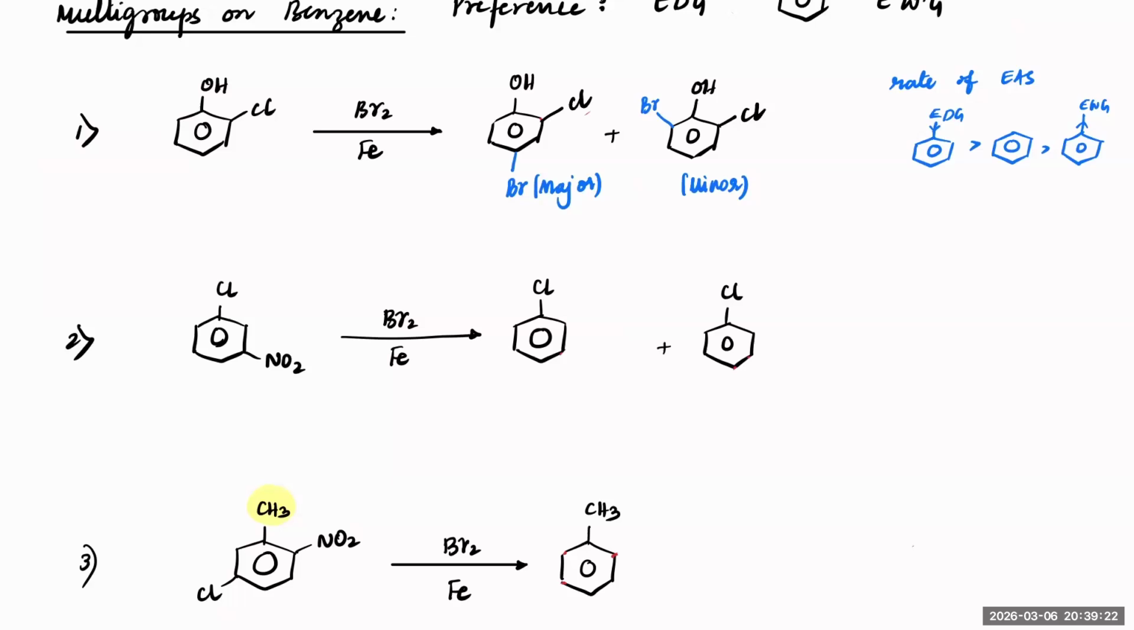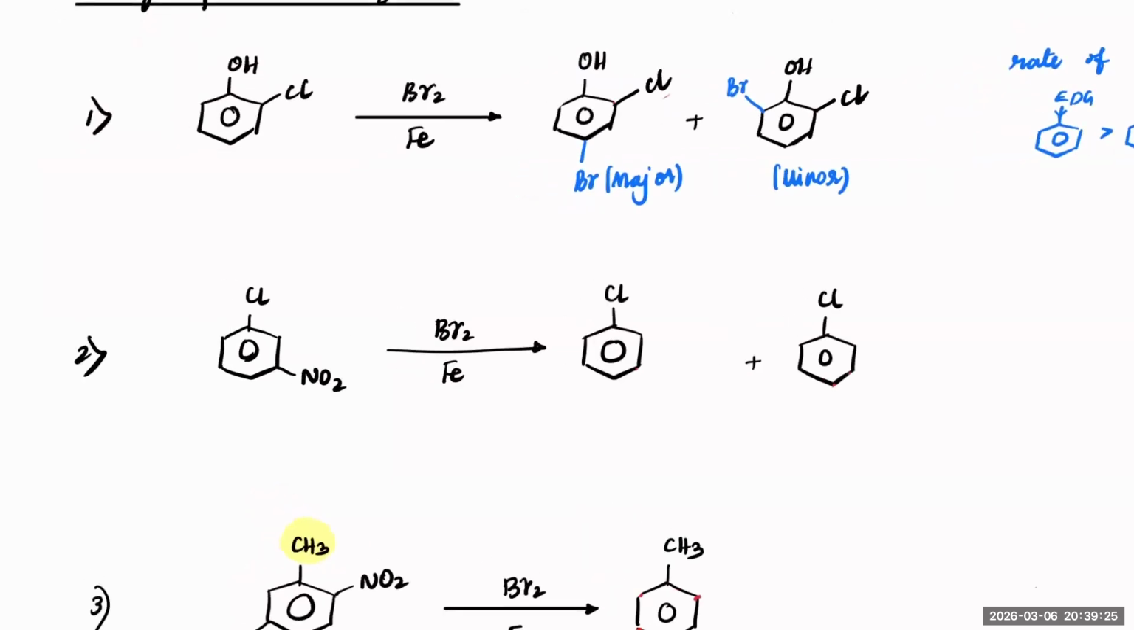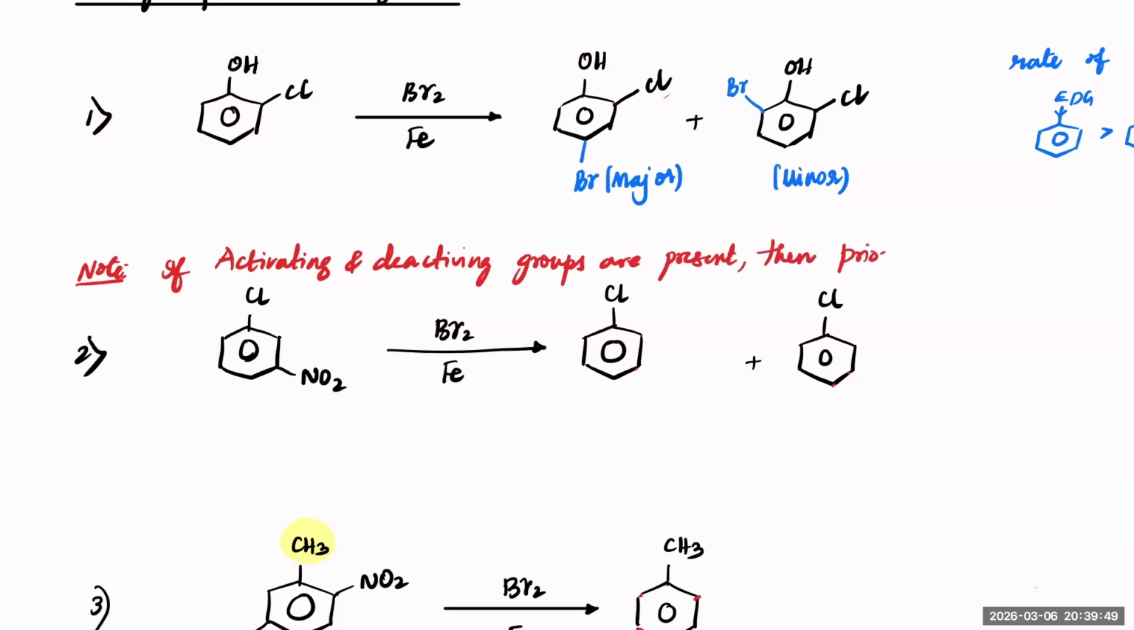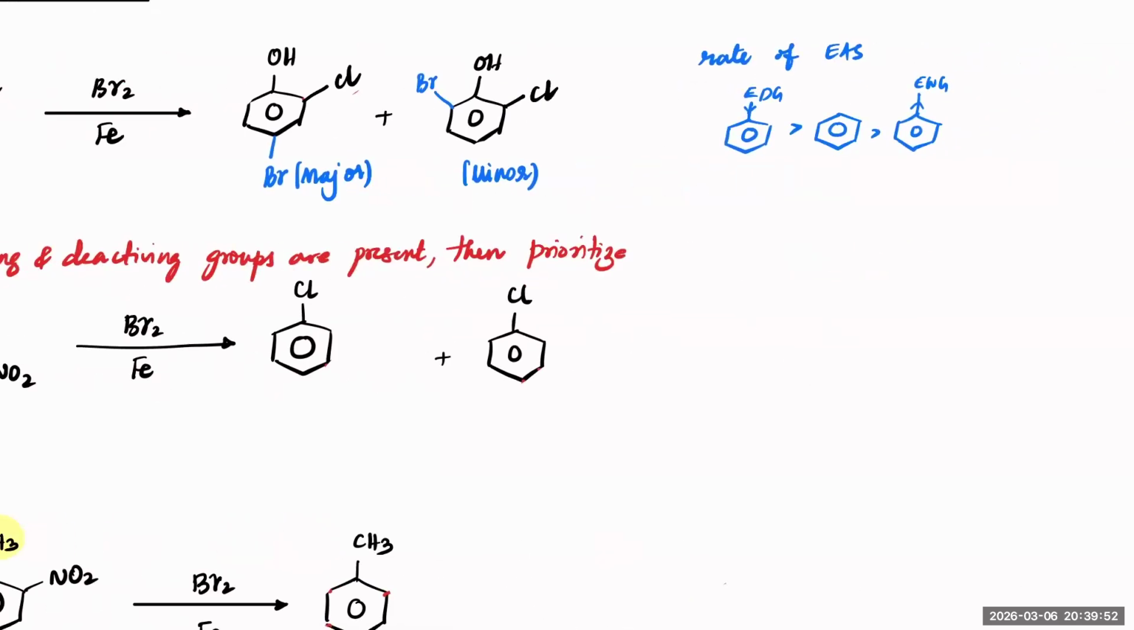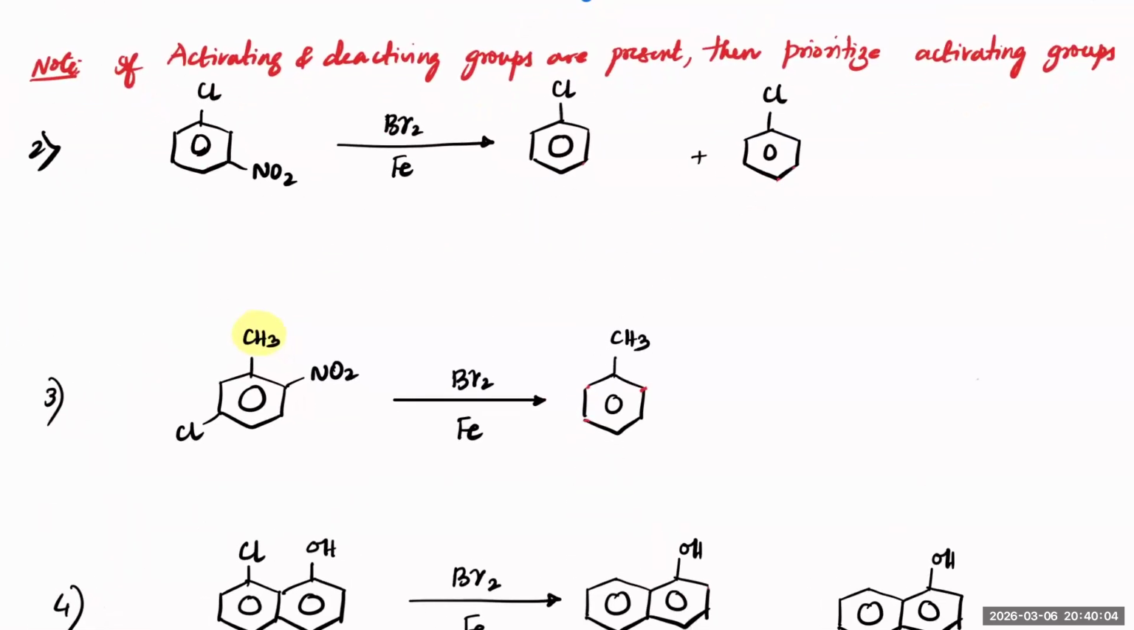Got it? That is, note, if activating and deactivating groups are present, then prioritize activating groups for EAS. Done.